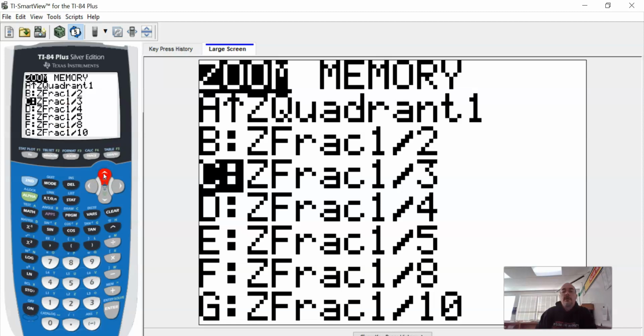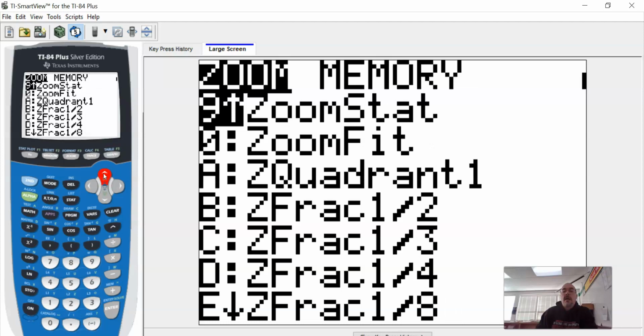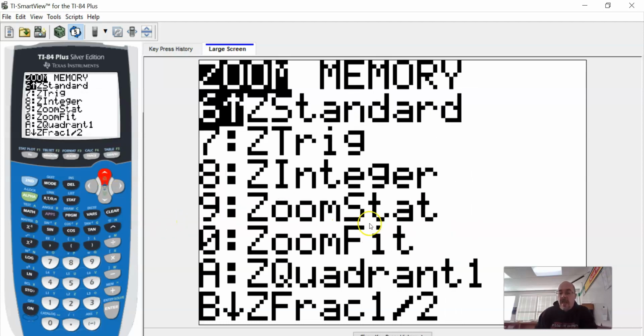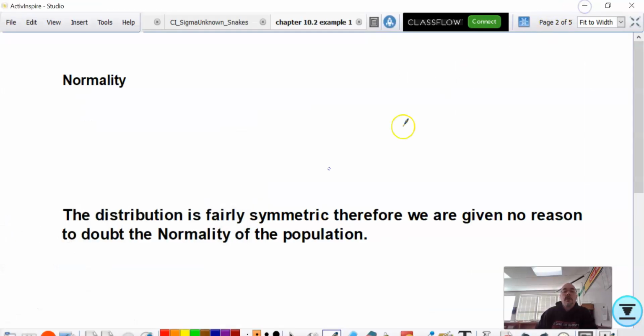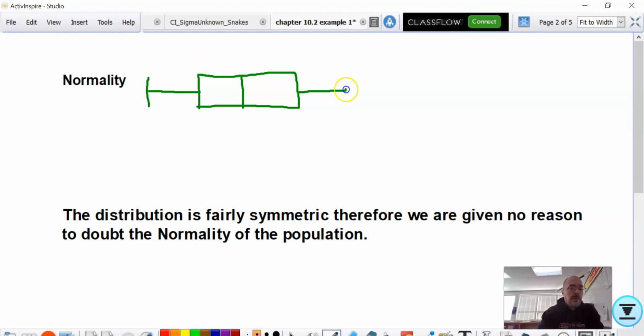Remember, zoom 9 is our zoom stat, and that will create the box and whisker on your graph. If you need to rewind and watch that again to do it, please do so. All right, so this is what we end up with when we're all done: we have a box and whisker. On this box and whisker, I'm just going to put the numbers.